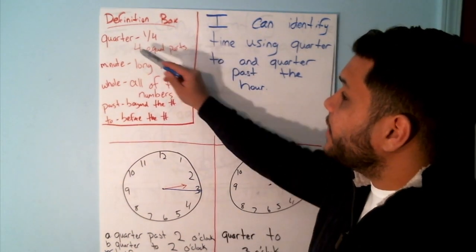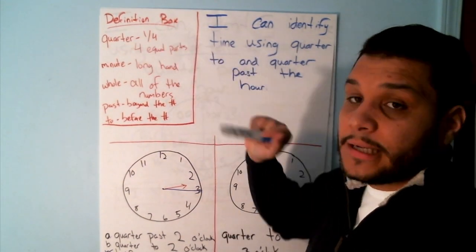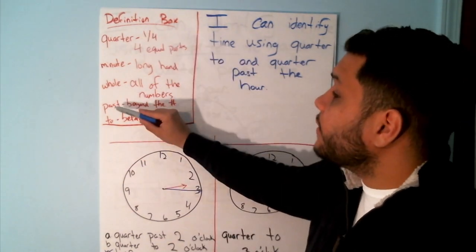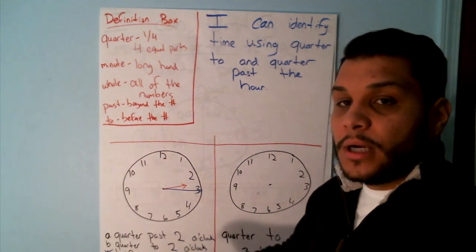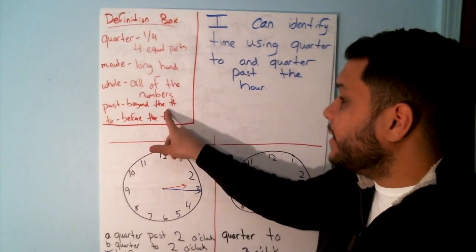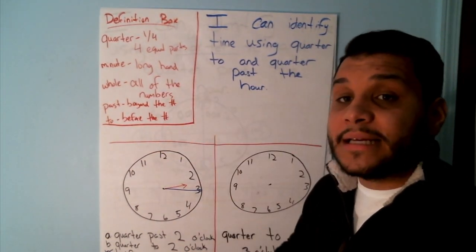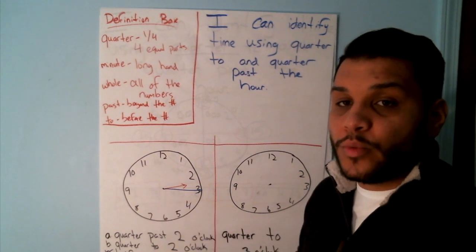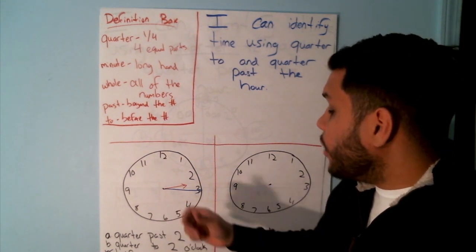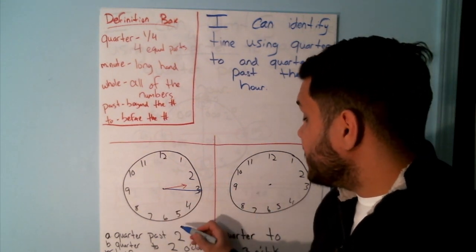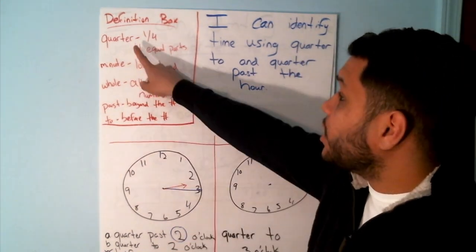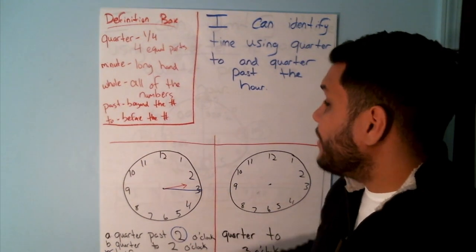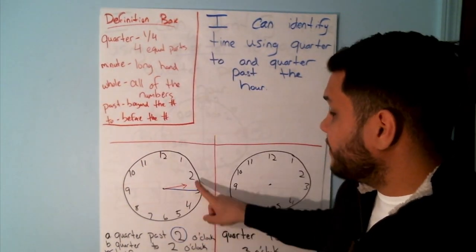Well, if I look up here, I have the word quarter, and that tells me 1/4. And then 2:15 tells me that I'm going beyond the number. Well, how can I identify the number? The number is the hour in which we are talking about. So our hour is the hour 2. So then if I'm talking about 2:15, I would say quarter beyond the number 2.